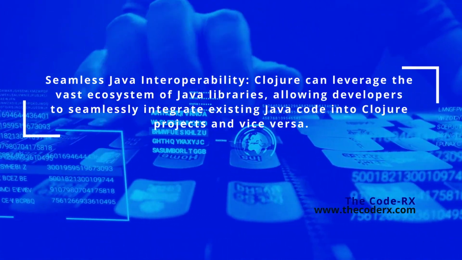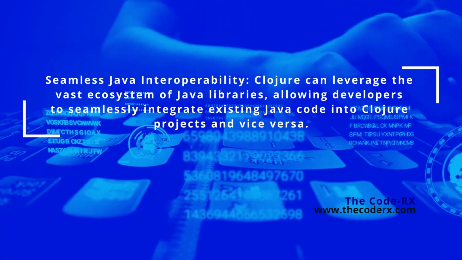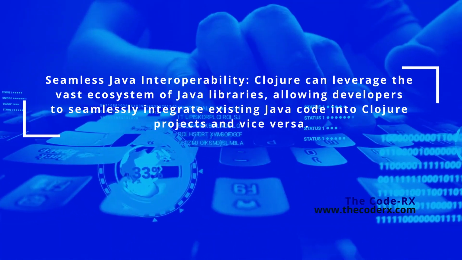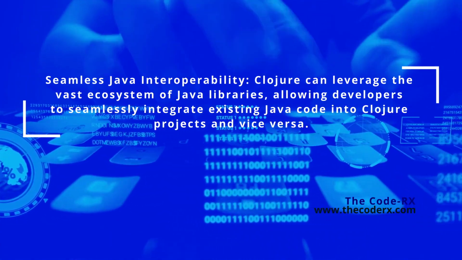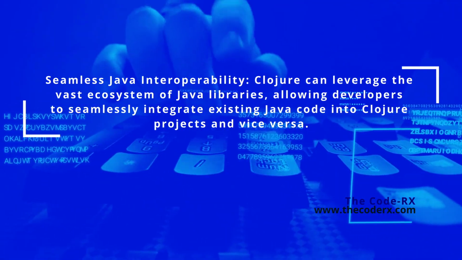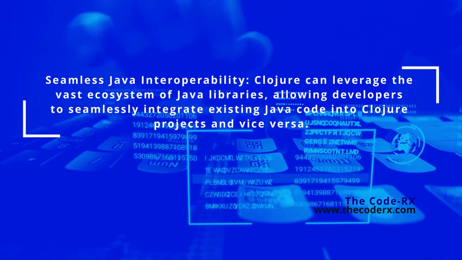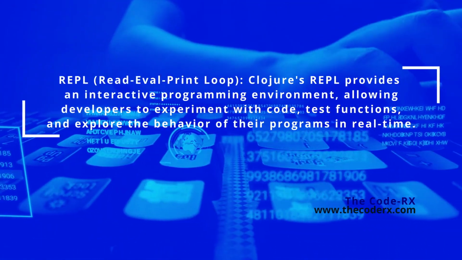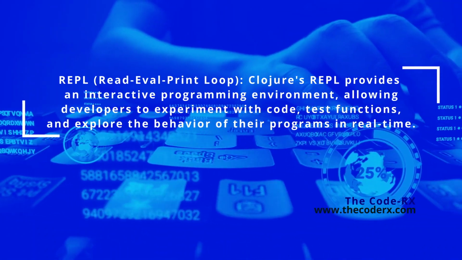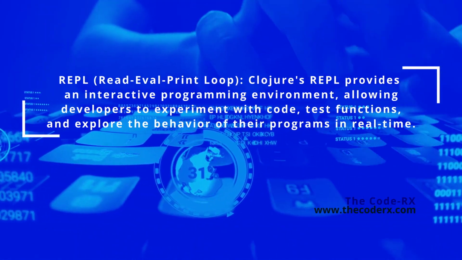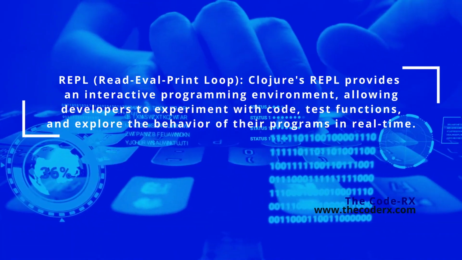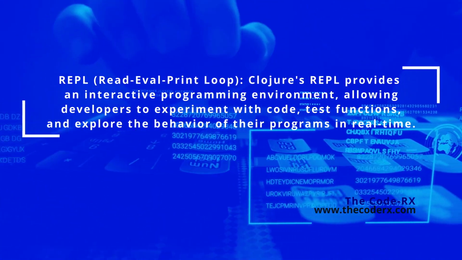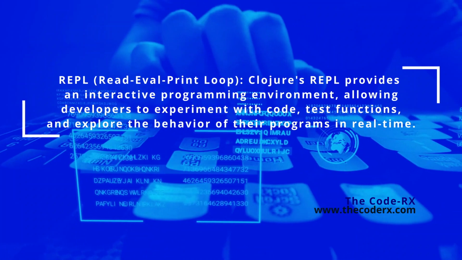Another key feature would be seamless Java interoperability. Now, Clojure can leverage the vast ecosystem of Java libraries, allowing developers to seamlessly integrate existing Java code into Clojure projects and vice versa. Now, another feature would be Clojure's REPL, which provides an interactive programming environment, allowing developers to experiment with code, test functions, and explore the behavior of their programs in real time.